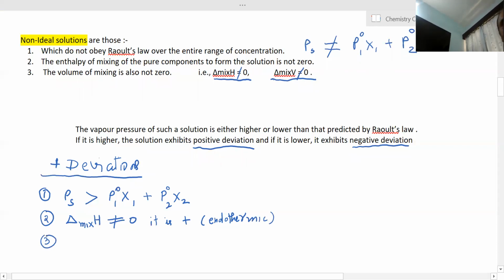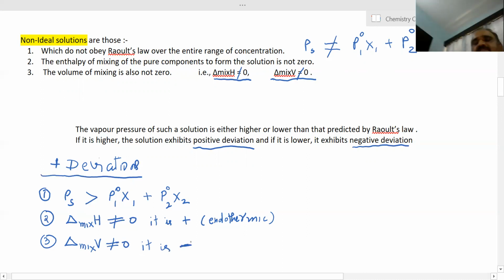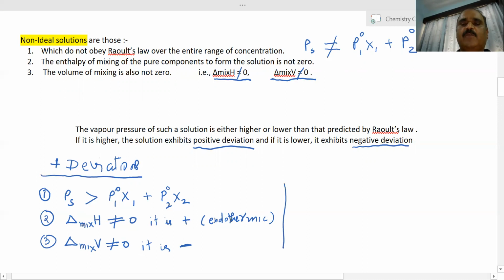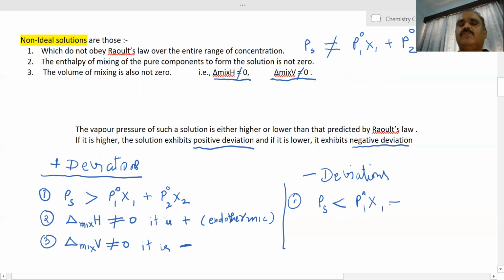And thirdly, delta V mixing is also not zero. It is negative. That is, there is decrease in volume. Similarly, on the other hand, the solutions which show negative deviations also show these three conditions, but in reverse way. The vapor pressure of such a solution is lesser than as given by Raoult's law.